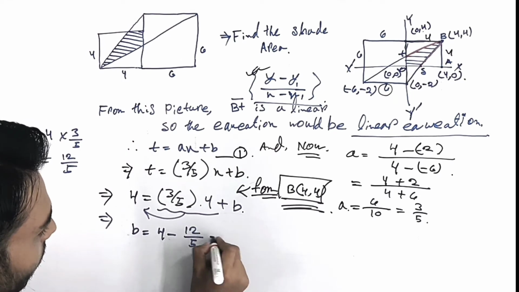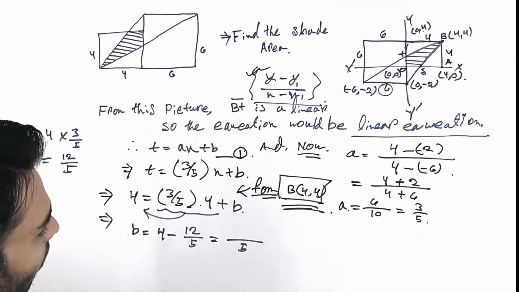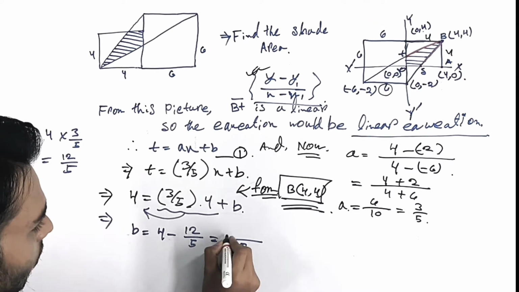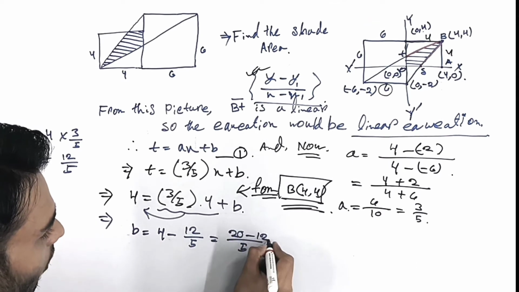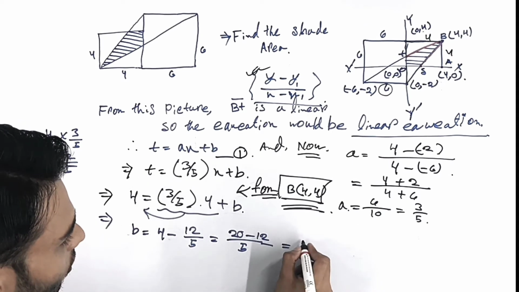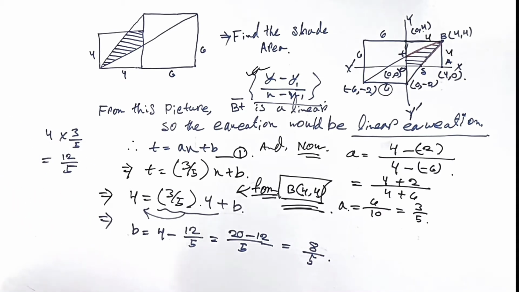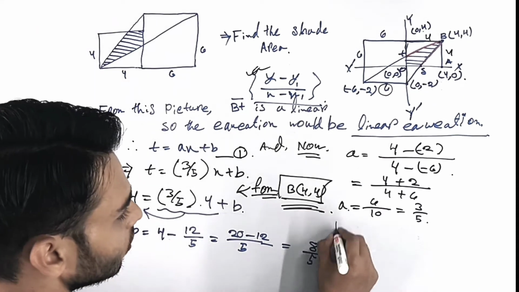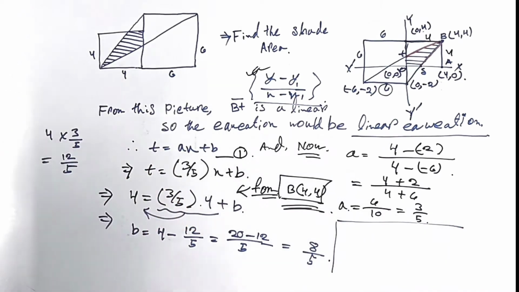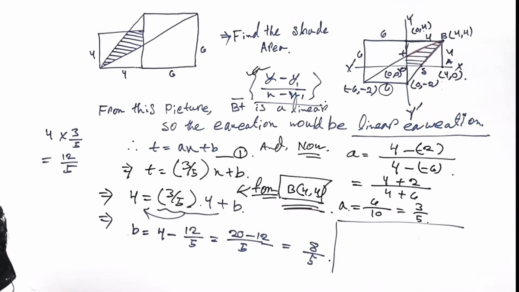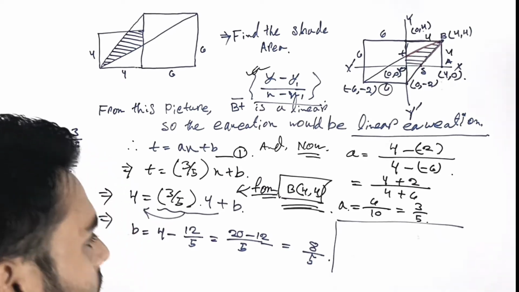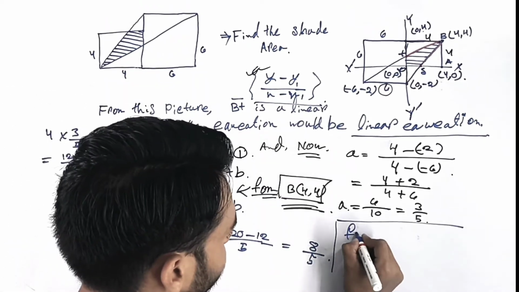So I write down that 12 by 5 equals, the denominator is 5 and the numerator is 20 minus 12. That's it, and that's equals to 8 by 5. That's a simple method of taking a and b portion. And now I also write it down as the linear equation also, and watch this.